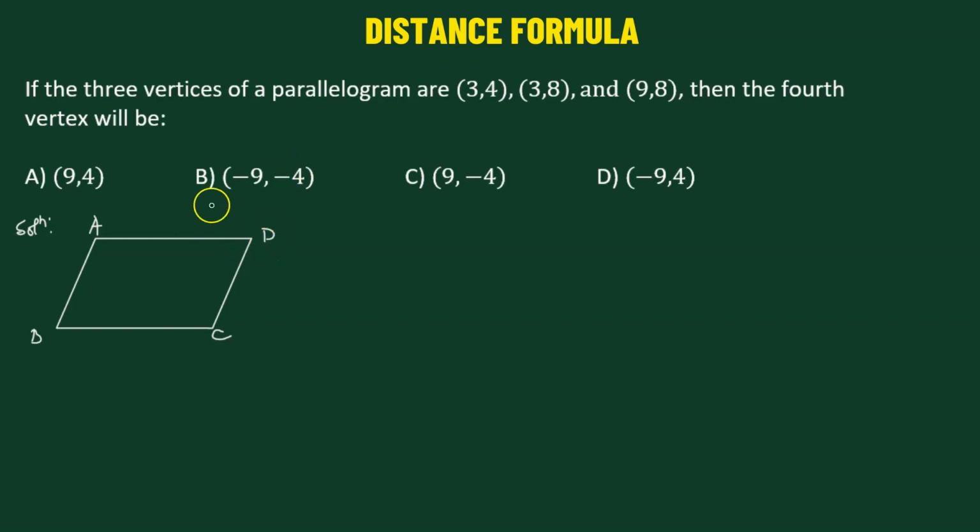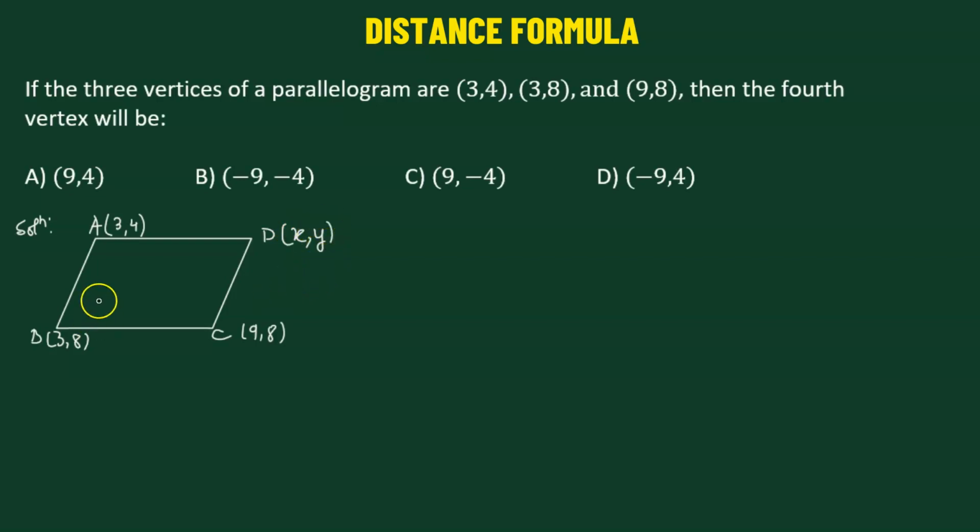The three vertices are given, so we'll suppose that A has the coordinate (3, 4), B has the coordinate (3, 8), C has the coordinate (9, 8), and D, which we need to obtain, has the coordinate (x, y).